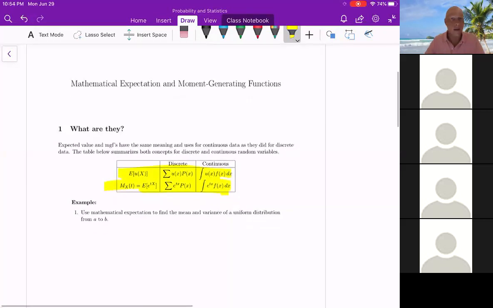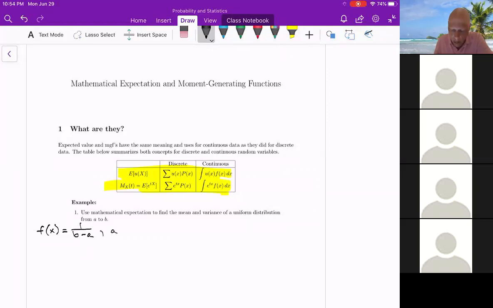So let's go ahead and practice it just so you can actually see it applied. In part 1, it says use mathematical expectation to find the mean and variance of a uniform distribution from a to b. Because it's uniform, we know that f of x is 1 over b minus a, where x has the support spanning a to b.